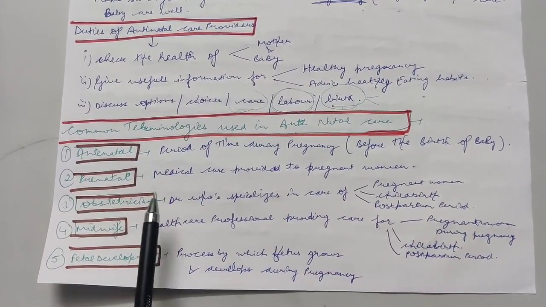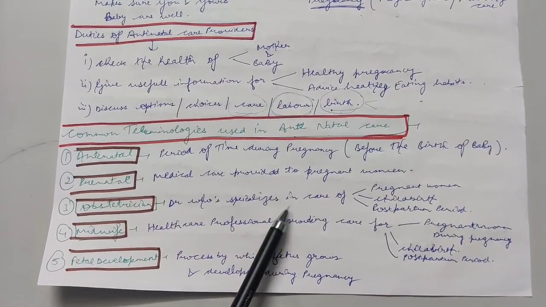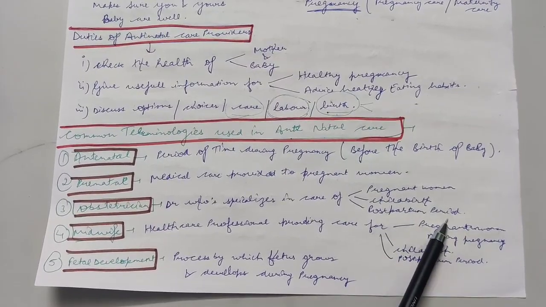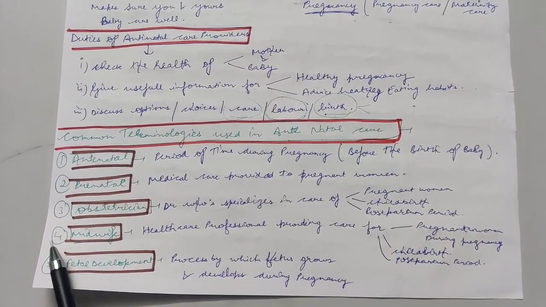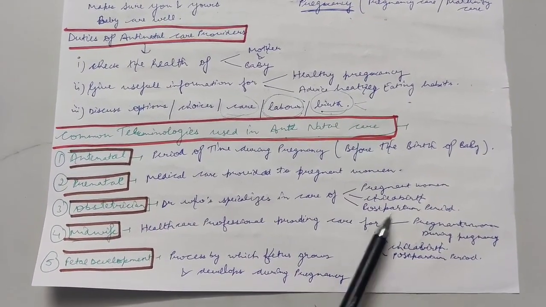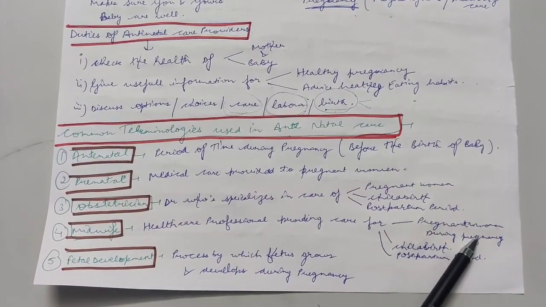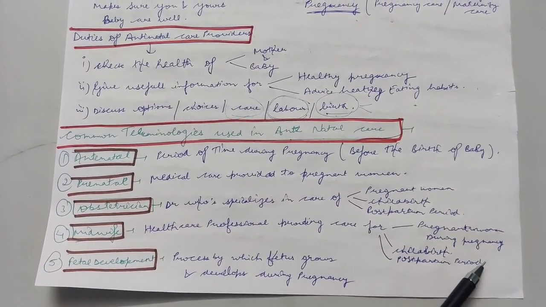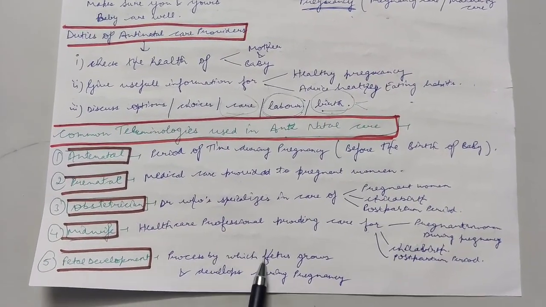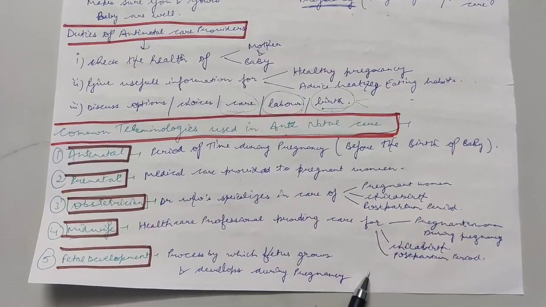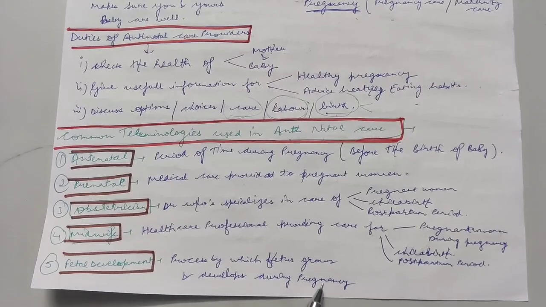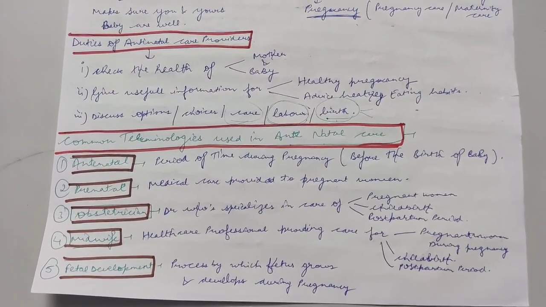Third, obstetrician. It is a doctor who is specialized in care of pregnant women, childbirth and the postpartum period. Fourth, midwife. A midwife is a healthcare professional who provides care to the pregnant woman during pregnancy, childbirth and postpartum period. Fifth, fetal development. It is a process by which the fetus grows and develops during the pregnancy. In fetal development, we see the growth and the development of the baby during the pregnancy time.